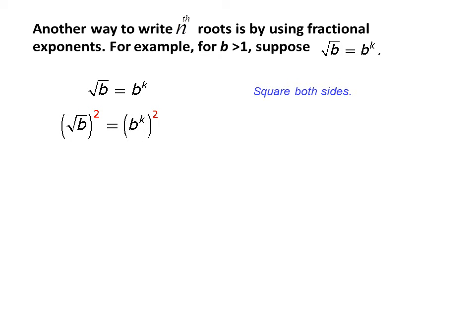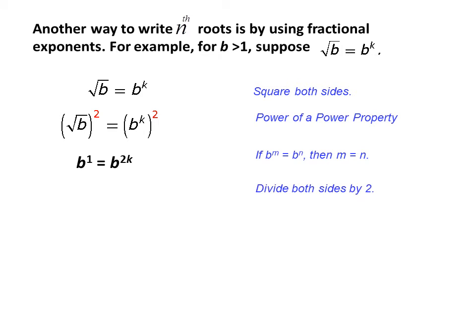So far so good? Now, if I square the square root of a number, I get the radicand inside, b itself. And the other one, watch it carefully now. Now, that means b is raised to 1. You may not need to write the 1, but it's okay. Then that's equal to b to the 2k. Now, if b is equal to b, then 1 should equal 2k. That's what it says right now. So if I divide both sides by 2 to get k, that means k was 1/2.